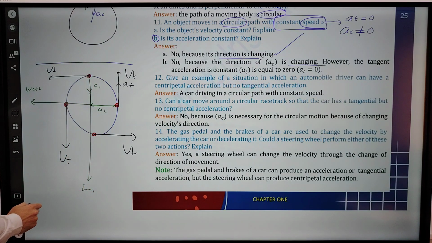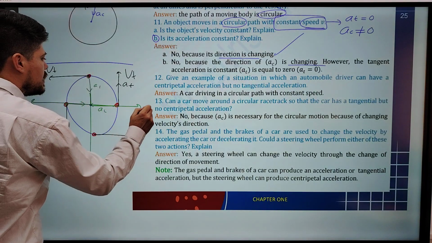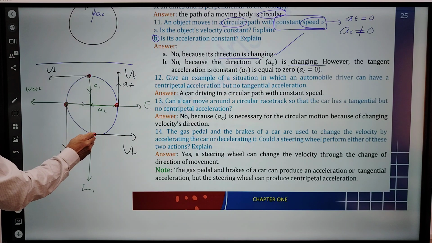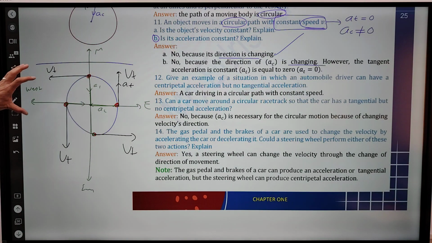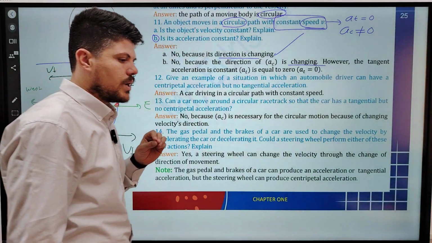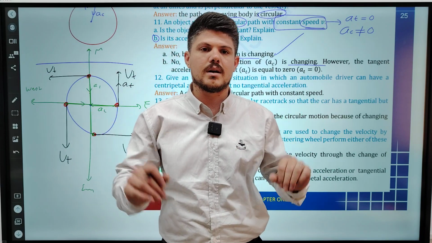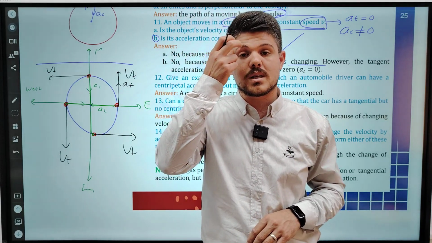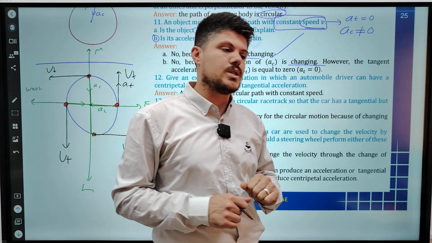At this point, where is the direction of the centripetal acceleration? Downward, south. At this point? To the east. At this point? North. So it means that the direction of the centripetal acceleration changes during the circular motion? Yes, of course. So is it possible to say the centripetal acceleration is constant? Never. The centripetal acceleration in a circular path is not constant because its direction changes. Okay?